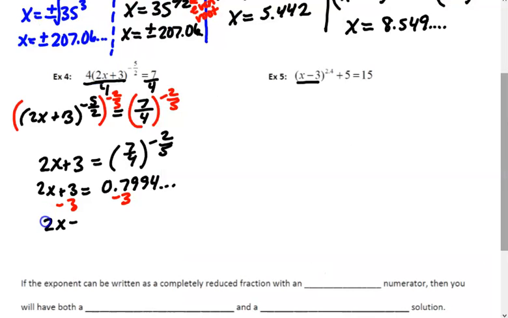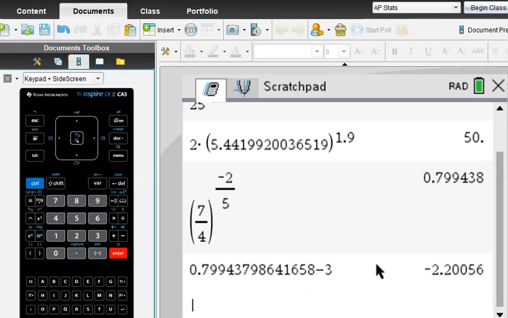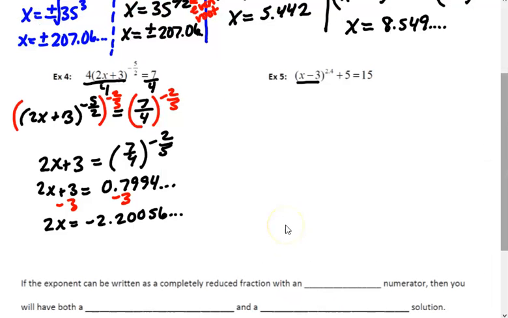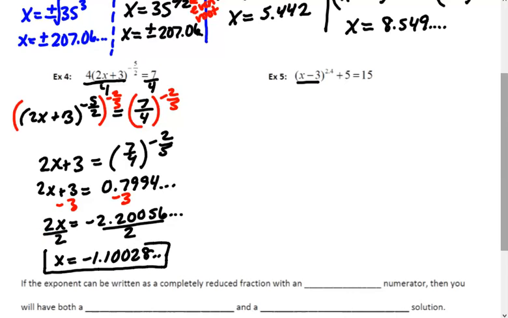So 2x is equal to negative 2.20056. Double check that I wrote that correctly. Yep. And then divide everything by 2, which you can do on your calculator. When you do that, you get negative 1.10028. Once again, when I raised both sides to the power, I raised both sides to the negative 2 power and then used the 5th root, and this is an odd root, so I don't have to use plus or minus. Okay, last example here.